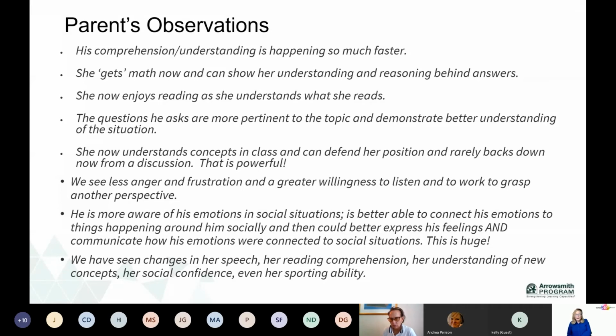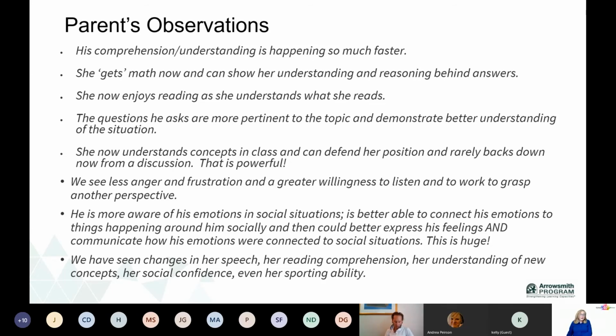Again, less anger and frustration because they can process information and understand, so they're not really as stressed, and they can take the perspective of another, which is what we're seeing in the network changes. And again, being more aware of emotions in social situations and connecting one's emotions to what's actually happening. So again, it's seeing those relationships and connectivity. And then even changes in sporting ability, because that's not uncommon, because the person can understand what they're being asked to do by their coach and then do it, whereas before they might have struggled with processing and understanding the instructions.